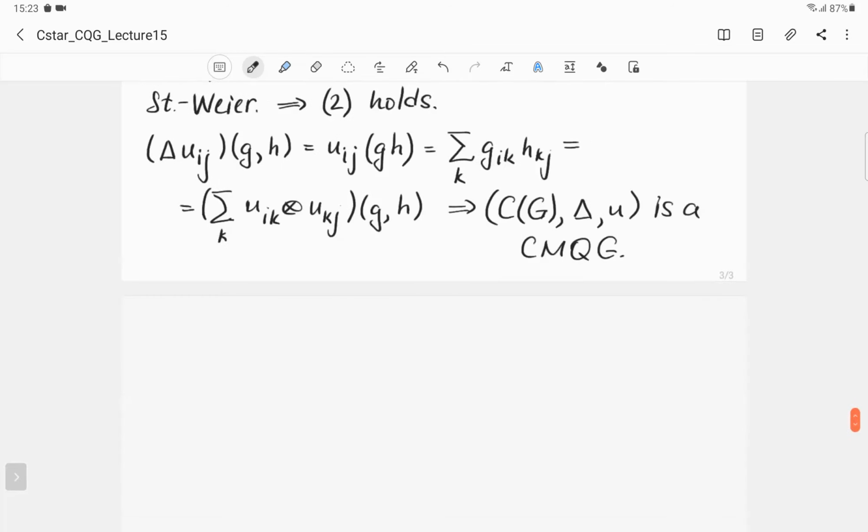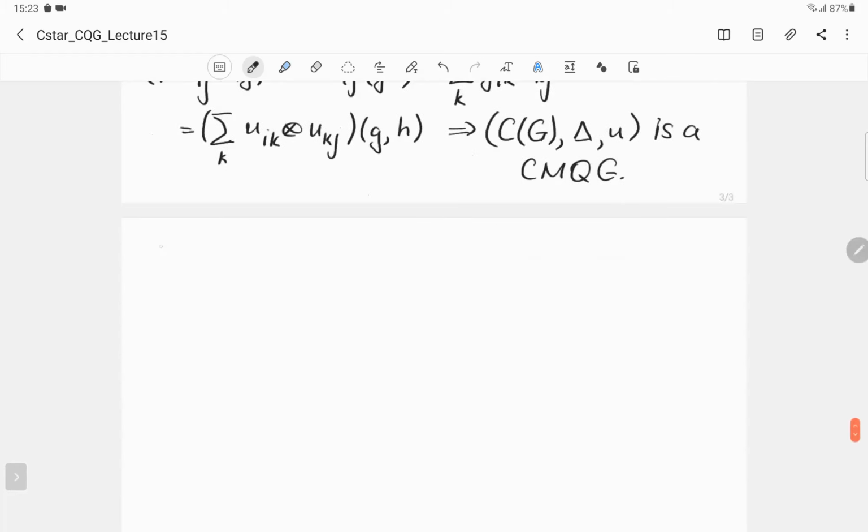Okay. So anyway, now the initial question is: is it true that any compact matrix quantum group is a compact quantum group? And of course, the answer is yes. So we have the following theorem. If (A, delta, U) is a compact matrix quantum group, then A with the same co-multiplication is a compact quantum group.